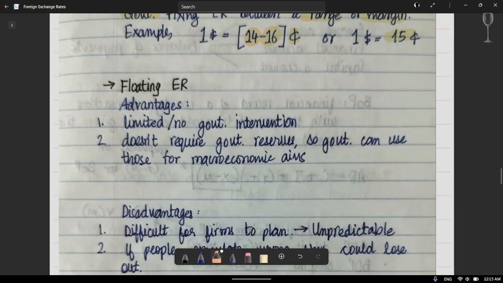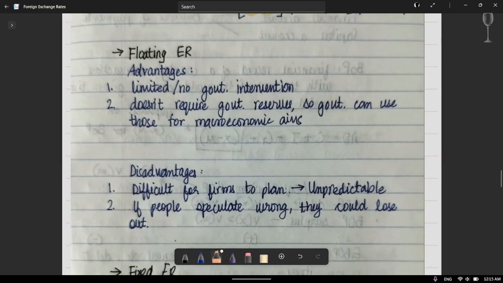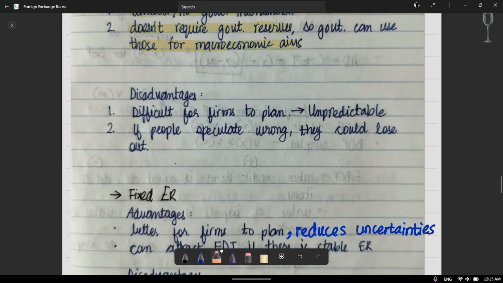All right. Now you need to know the advantages and disadvantages, because I have definitely seen questions on this as well before. So advantages of a floating exchange rate system is that there's no government intervention. It doesn't require government reserves. So government can use those for macroeconomic aims. Disadvantages, however, is that it's difficult for firms to plan because of the unpredictability with it. If people speculate wrong, they could also lose money, right?